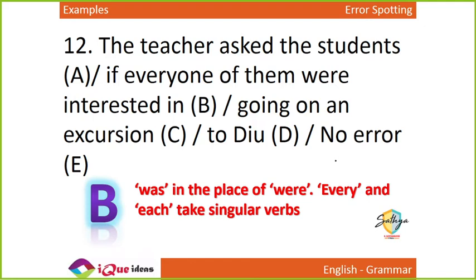The only point is, when everyone or each is used, it has to be was. The verb is a singular one. So everyone or each of them was interested, not were. Yes, Aditya, multiple corrections. Like in the beginning also I said, only one correction will be required.